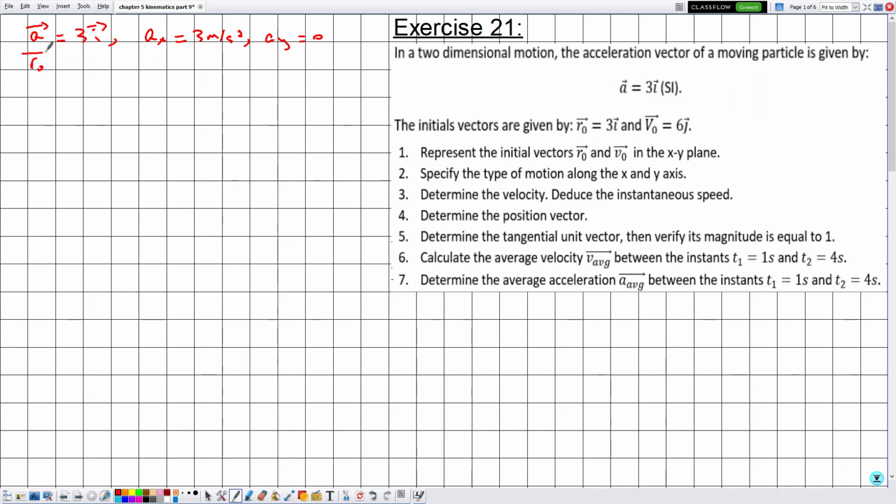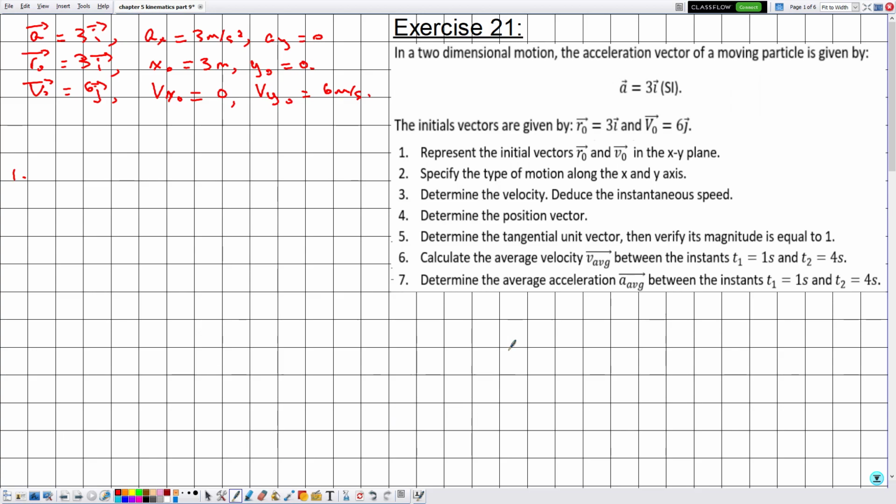The initial position vector is given by 3i, which means that x0 is equal to 3 meters and y0 is equal to 0. As for the initial velocity, which is equal to 6j, the initial velocity along the x-axis is equal to 0, whereas the initial velocity along the y-axis is equal to 6 meters per second.